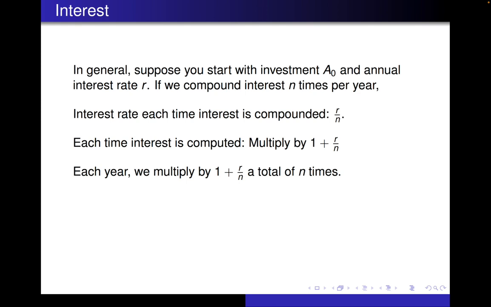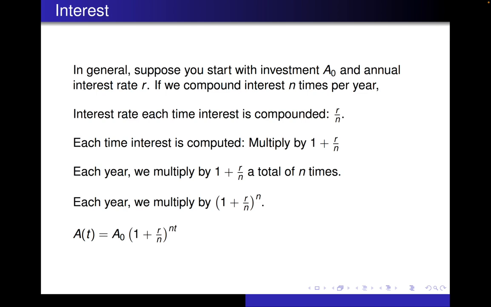And each year we're going to multiply by that 1 plus R over n a total of n times, because that's how many times we're compounding the interest in a year. So that means every year we're going to be multiplying by 1 plus R over n to the nth power. So after 1 year, we're going to be multiplying our money times 1 plus R over n to the n. After 2 years, we're going to do twice that, 1 plus R over n to the 2n, etc. So A of t, in general, is going to be A0 times 1 plus R over n, multiplied n times during each year. If we go over t years, that's a total of n times t times.